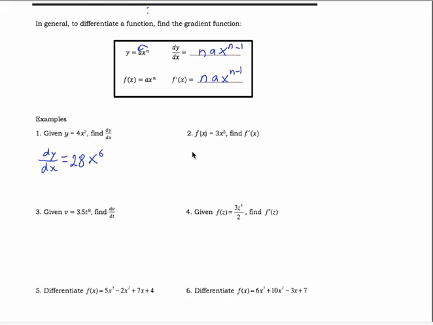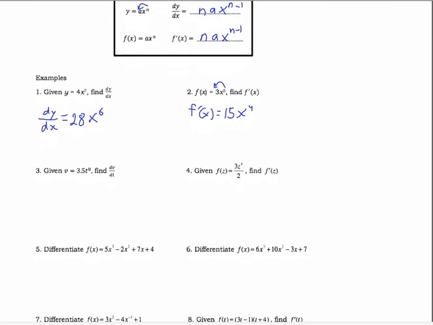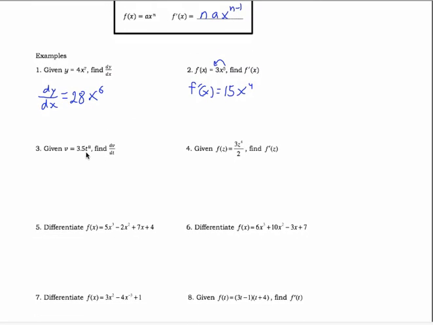And next example, the derivative, we write f prime of x equals, well, the exponent gets reduced by 1, and then we do 5 times 3 is 15. In the next example, we have v equals 3.5t to the power of 8. So we have dv by dt equals, the exponent gets reduced by 1, and we do 8 times 3.5, which is 28.